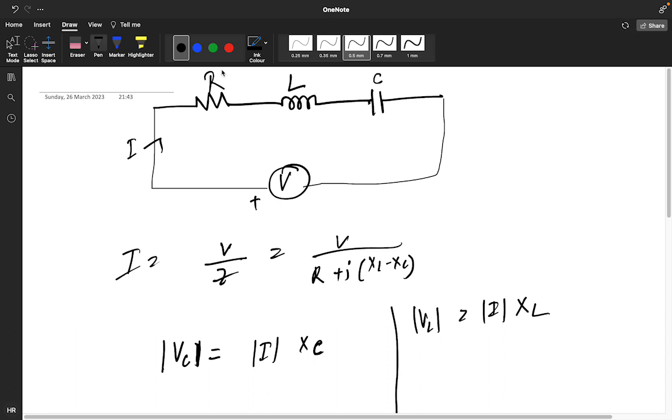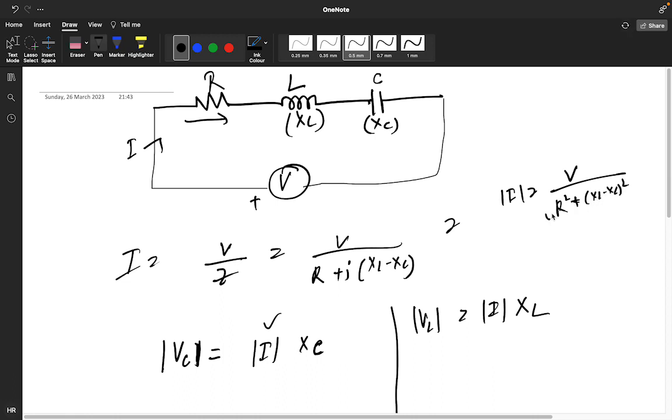I for the RLC circuit, means an RLC circuit is there, I is V by Z. So this I is going this side and it has an XL value and an XC value. We are talking about the magnitude part, so that's why we'll take the magnitude current. So I magnitude will be V divided by the square root of R square plus XL minus XC the whole square. So this is my I magnitude.